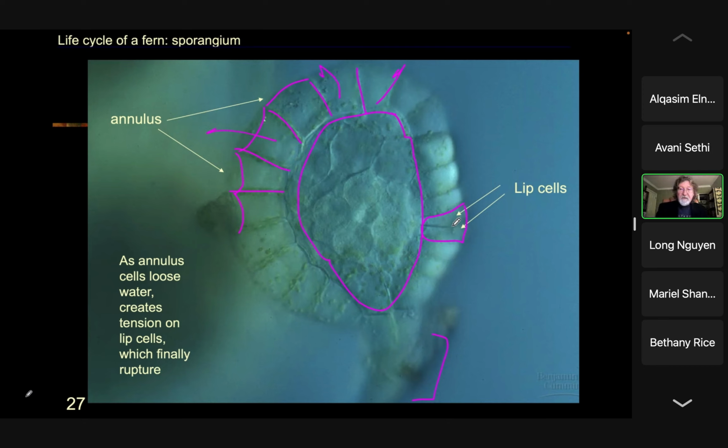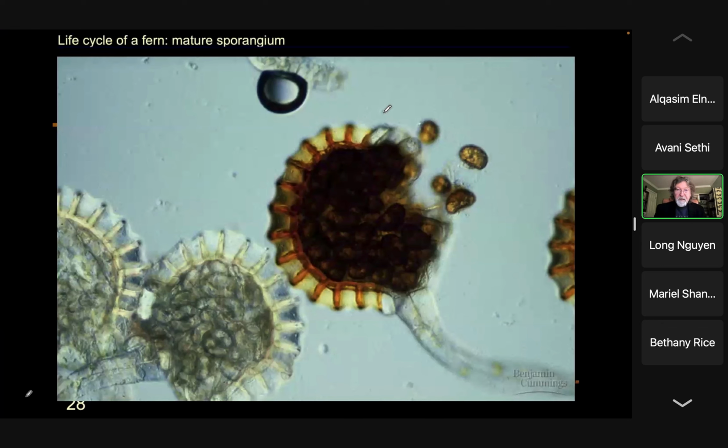Since the lip cells are very weak, that's the point of weakness, this is where it'll break open. Breaks open right at the lip cells. And this is a more mature, later stage. Notice how the cell wall up here is indented like that. Those thick walls still hold it together, but because of this loss of water, it's creating a force to straighten out this annulus, and that's what splits open the lip cells and releases the spores. Okay?